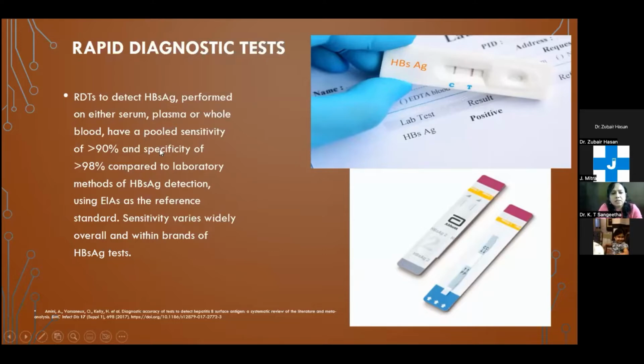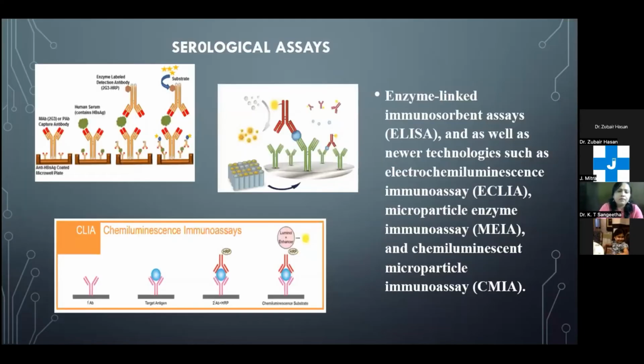They have a pooled sensitivity of more than 90% and a specificity of more than 98%, compared to the laboratory methods which use enzyme immunoassays as the reference standard. Again, the sensitivity varies widely overall and within each brand of hepatitis antigen test. Next, coming to the serological assays, they are a little more advanced than the rapid diagnostics with better sensitivities. They are the ELISA platforms. And now we have newer technologies like the electrochemiluminescence immunoassay, microparticle enzyme immunoassay, and the chemiluminescent microparticle immunoassays. These have better sensitivities compared to the rapid diagnostic tests.